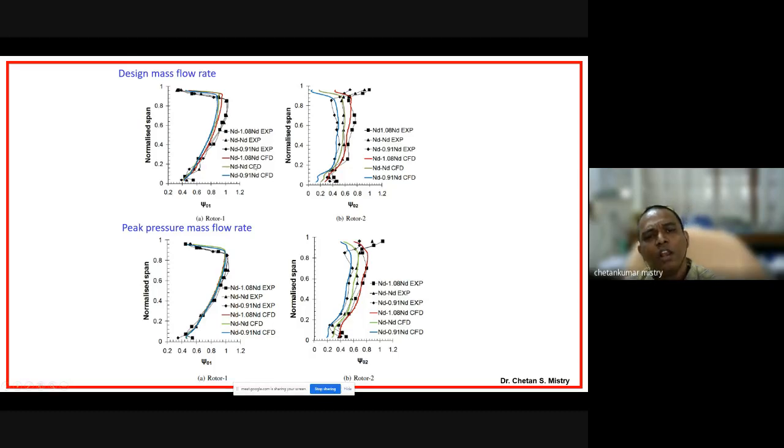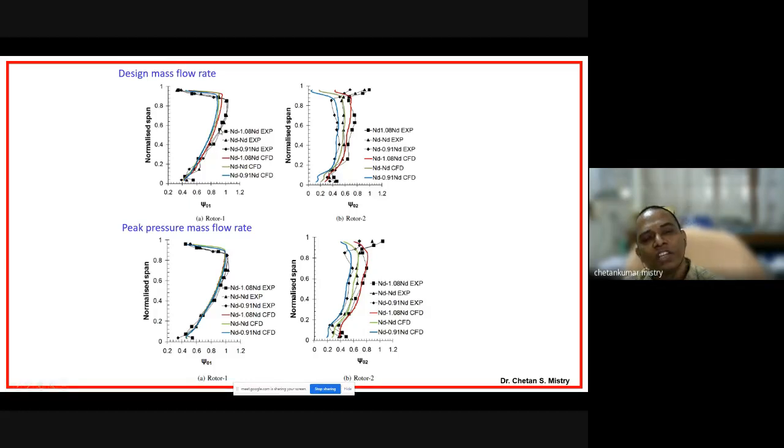Let me tell you that this CFD analysis was done using the experimental results. At the entry, as I showed, we had a pitot tube rack, which gave me the total pressure. That total pressure we used as the inlet boundary condition here.